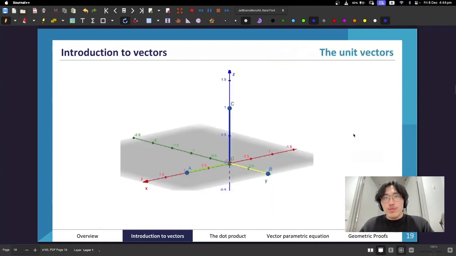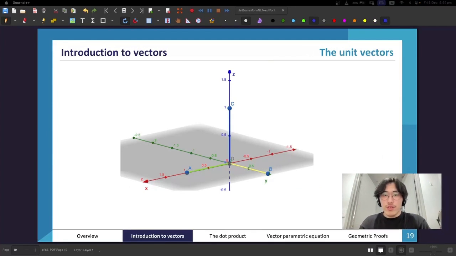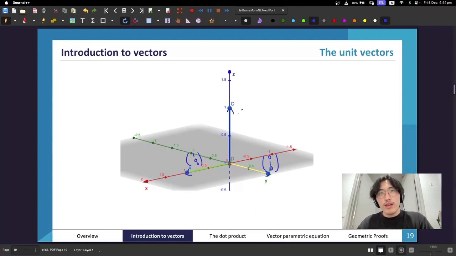And here we have GeoGebra, a tool I really recommend because it can show you really good geometric information about vectors. Here we have (1, 0, 0). Here we have (0, 1, 0). And here we have (0, 0, 1). Awesome.